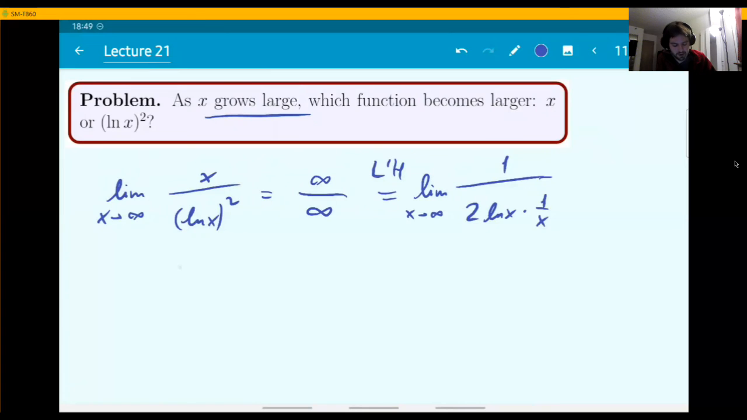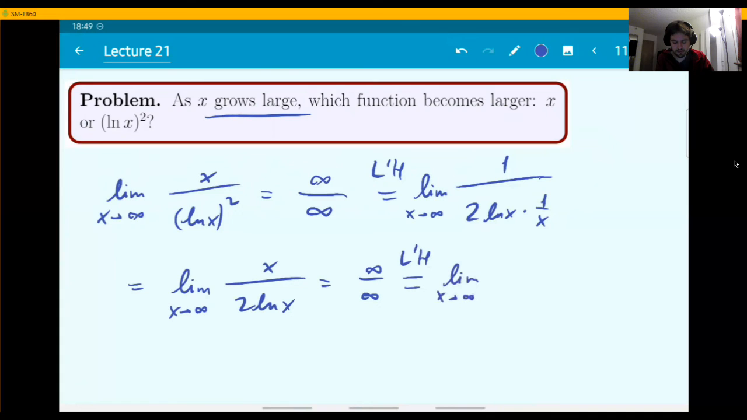Okay, simplify this. Take the 1 over x from the denominator. This is the simplification of the function. This is still of the form infinity over infinity. So do L'Hopital once more. Derivatives. Derivative of x is 1. Derivative of 2 ln x is 2 over x. Simplify this. This is the same thing as x over 2. And now finally, this limit is infinity.